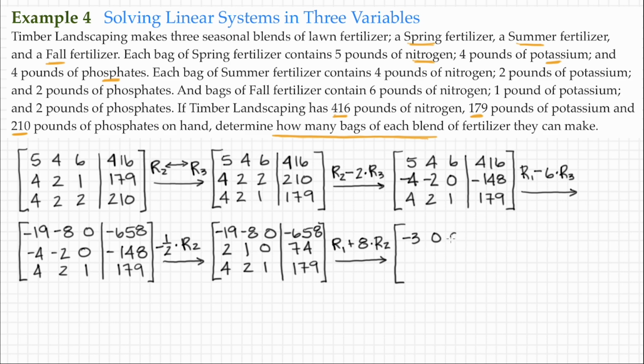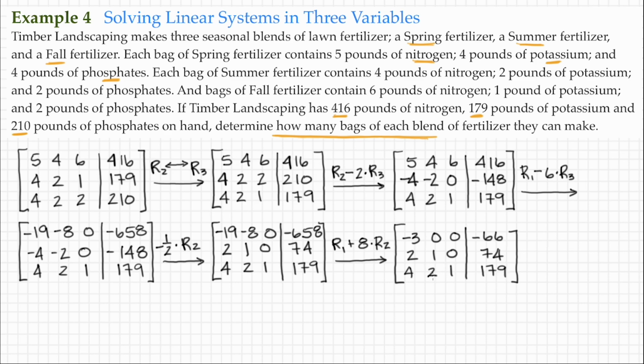So 0 carries here. Put it in our vertical line. So then 74 times 8 is 592. So negative 658 plus 592, that's a negative 66. Close off our bracket and bring over the rest of the values. 2, 1, 0, 74, and 4, 2, 1, and 179.